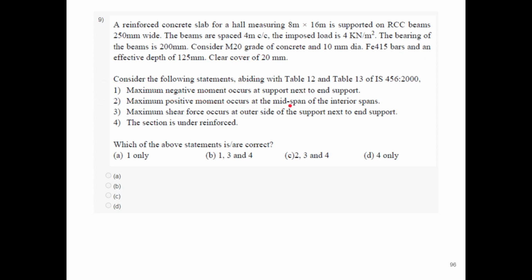Consider the following statements abiding by table 12 and table 13 of IS 456:2000. These are the moment and shear coefficient tables. Maximum negative moment occurs at support next to end support. Maximum positive moment occurs at the midspan of the interior spans. Maximum shear force occurs at outer side of the support next to end support, or the section is under reinforced. Which of the following statements is or are correct?